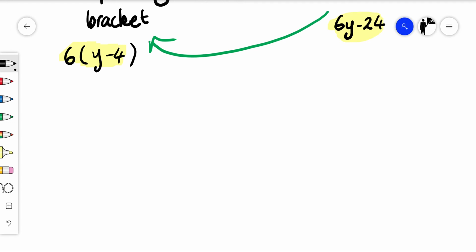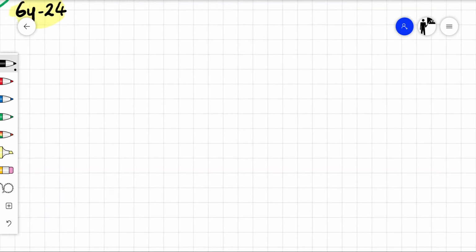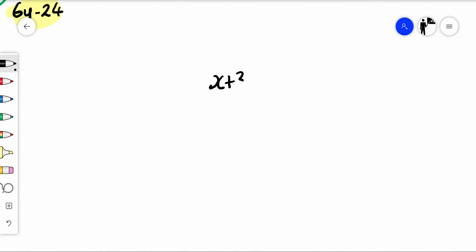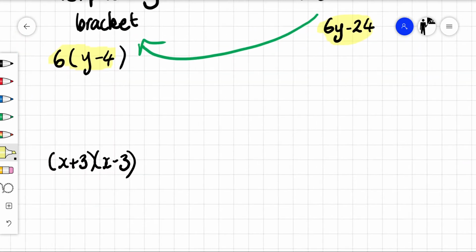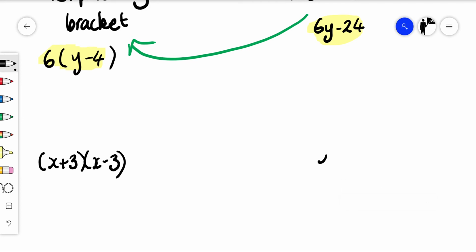So what we can do is think about this here. Let's imagine that we had this as a result: x plus 3, x minus 3. I'm just going to do some working over here. If I multiply that out, this would become x squared minus 3x plus 3x minus 9, which would give us x squared minus 9, because that minus 3x and that plus 3x simplify to 0. So that's going to become x squared minus 9.